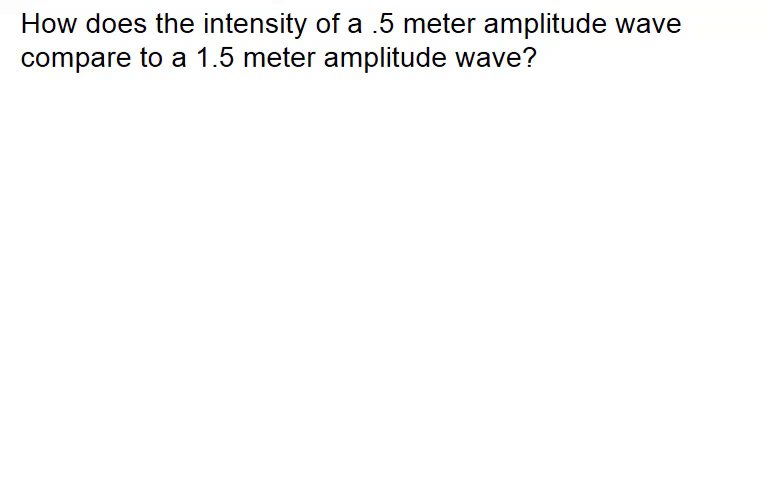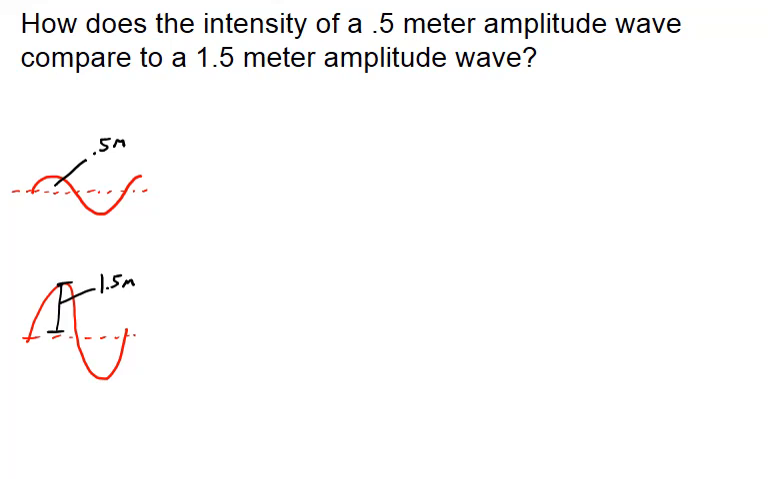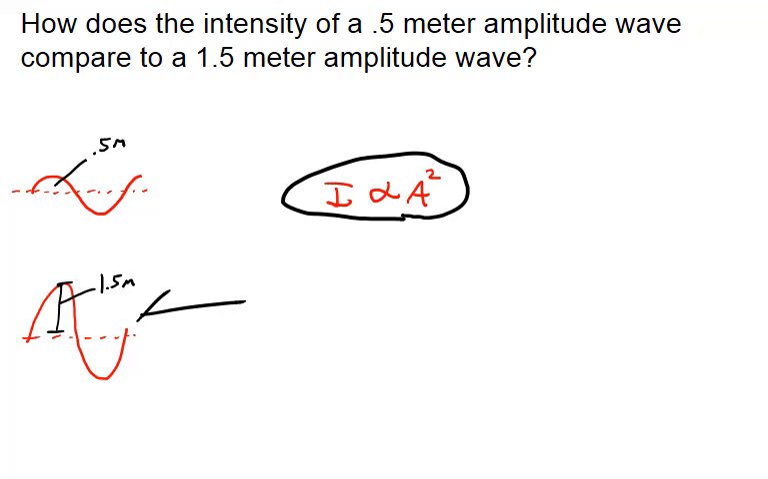Let's go ahead in this one and compare the amplitude of a 0.5 meter amplitude wave compared to a 1.5 meter amplitude wave. So we'll compare the two. If we look at this, the 1.5 meter wave and a 0.5 meter amplitude wave, we know that the intensity of the wave is directly proportional to the amplitude squared. And that's what we're going to focus on here. So, how much more intensity does this wave have than this wave?